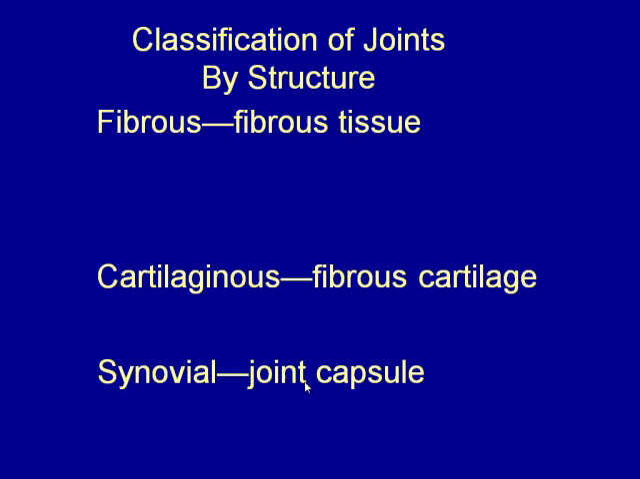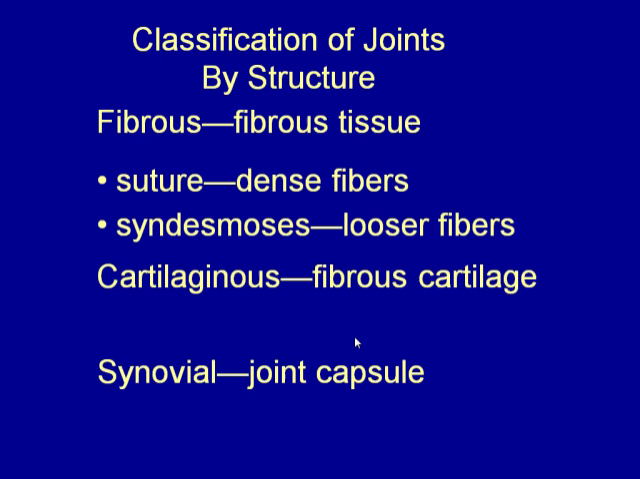Sutures are one type of fibrous joint. Here the fibers are very dense and very short, so that sutures are immovable joints, or synarthroses. With a syndesmosis, the fibers that hold the bones together are a little looser and there's usually a slight amount of movement, so these would be amphiarthroses.